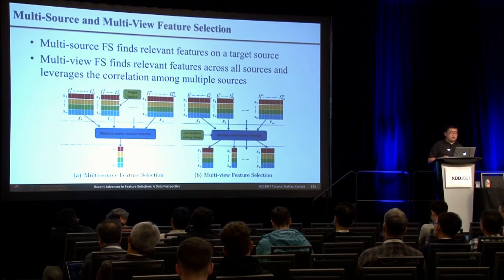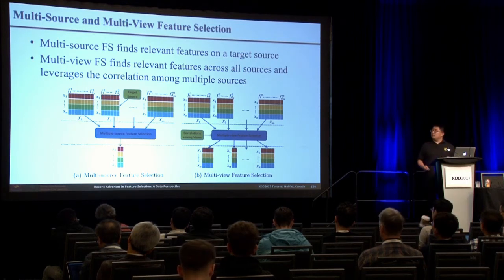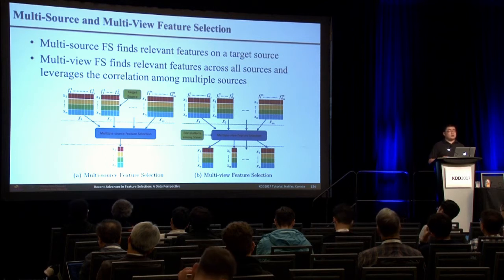Here we introduce multi-source and multi-view feature selection. We show the difference between these two types of feature selection methods. Basically, multi-source feature selection tries to find the relevant features on a target source, and normally it does not consider the correlations between different data sources.